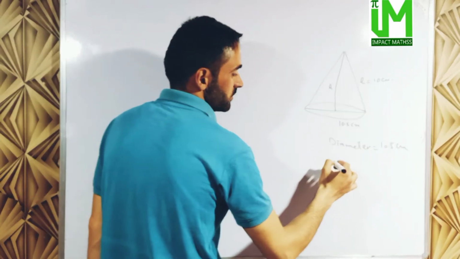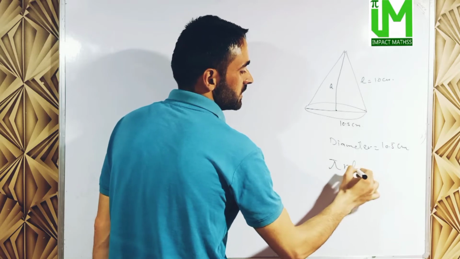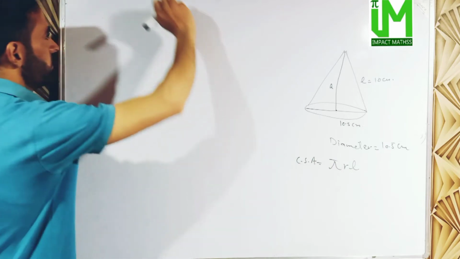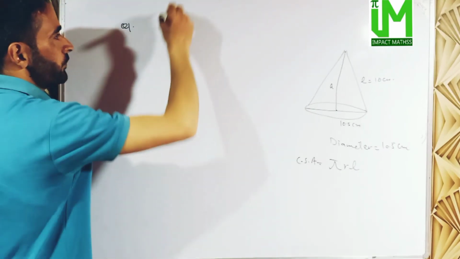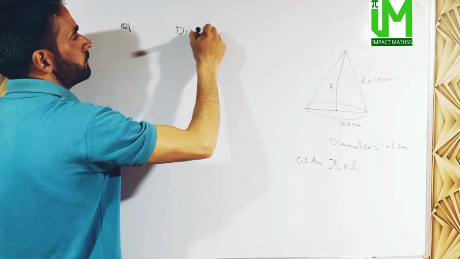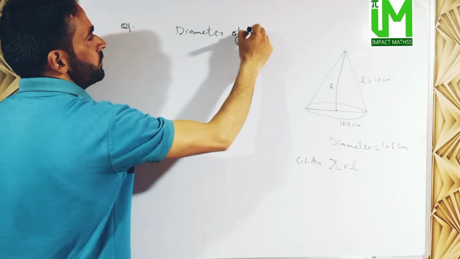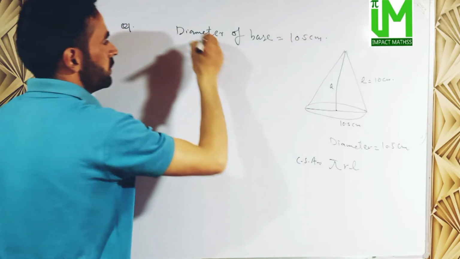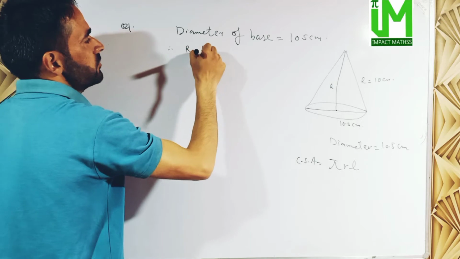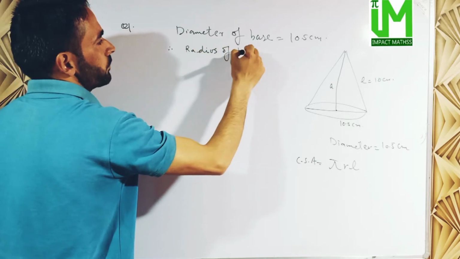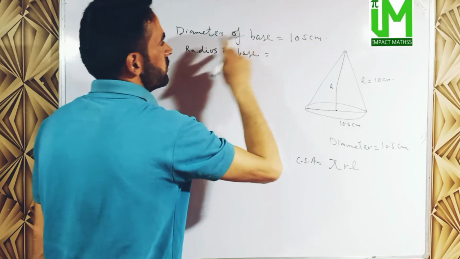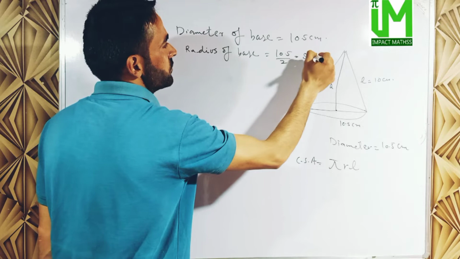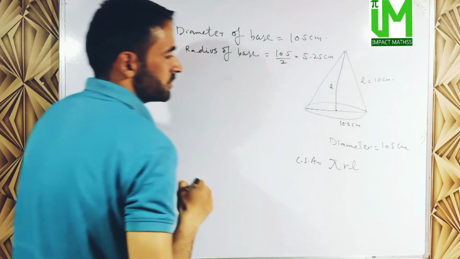Curved surface area formula, you know. We know curved surface area is pi r l. So if we write here, this is question number one. Given diameter of base is 10.5 centimeter. Therefore radius of base will be obviously half of this. So 10.5 divided by 2, it will be 5.25 centimeter.